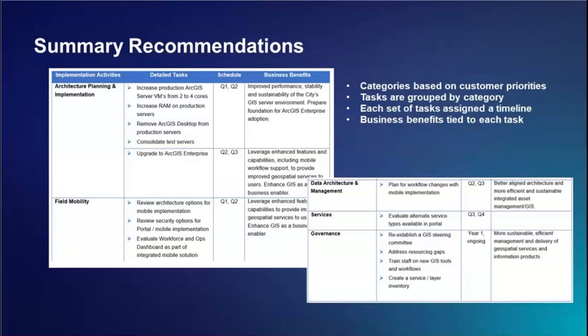A second example here is field mobility. So you might want to understand how you need to transform your architecture to support field operations. You might need a security model or update your security model to change that. Over on the right-hand side, there are sample ones here around data architecture and management. If you're going to add more mobile workflows, you need to understand how that will change how you manage your data. You might want to look at your services architecture and also consider some governance.